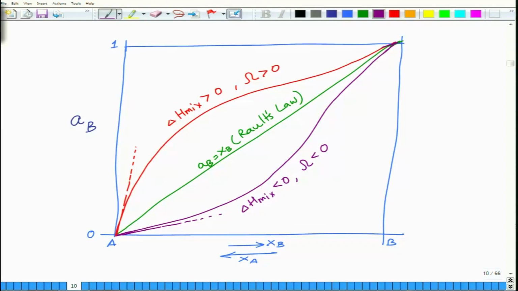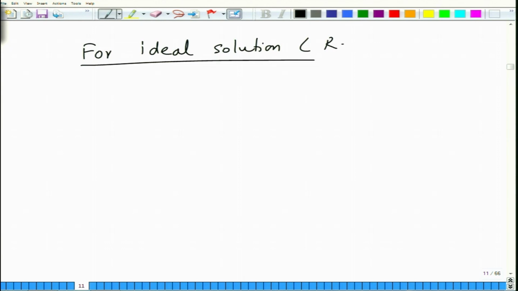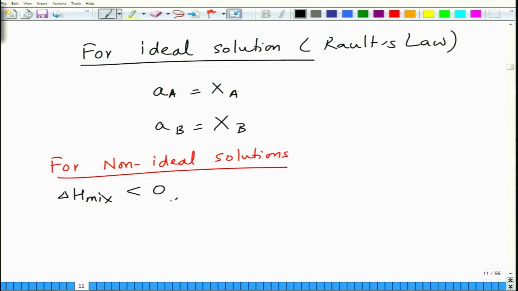Okay. So, we can say that for ideal solution you can have, which is basically Raoult's law, AA is equal to XA and AB is equal to XB, and for non-ideal solutions, if delta H mix is less than 0, then AB is less than XB.